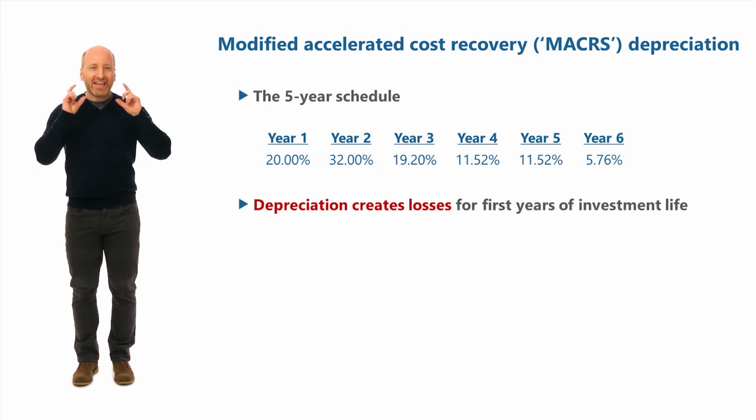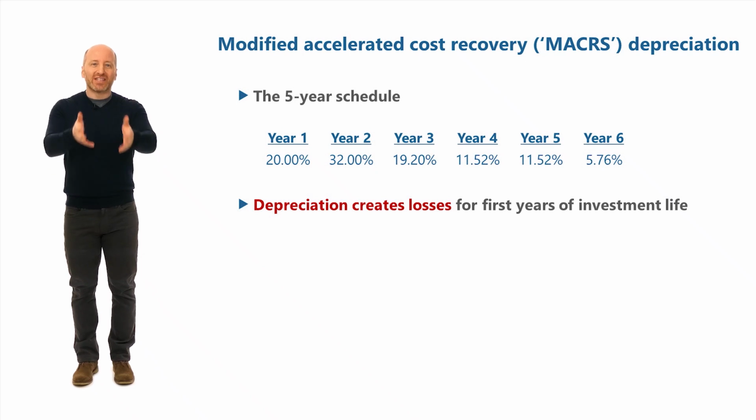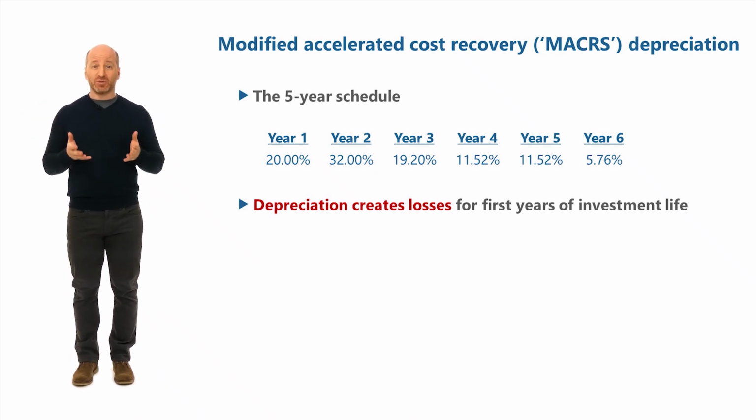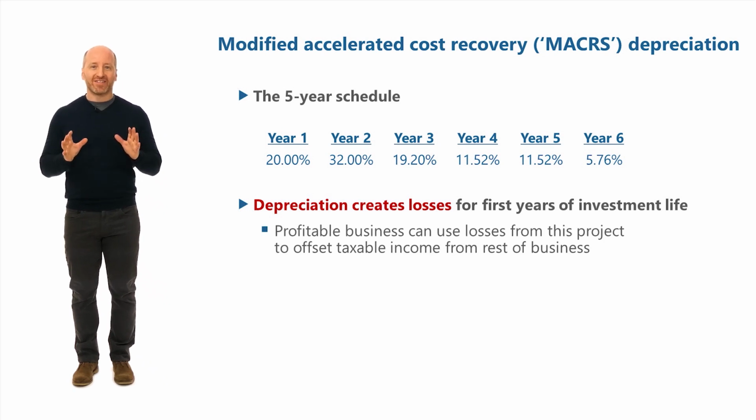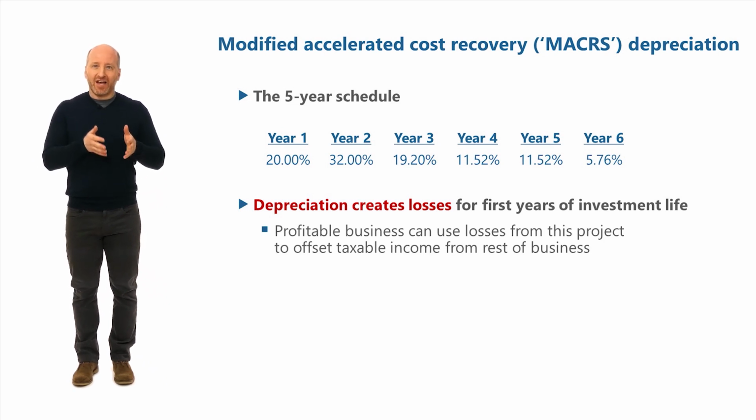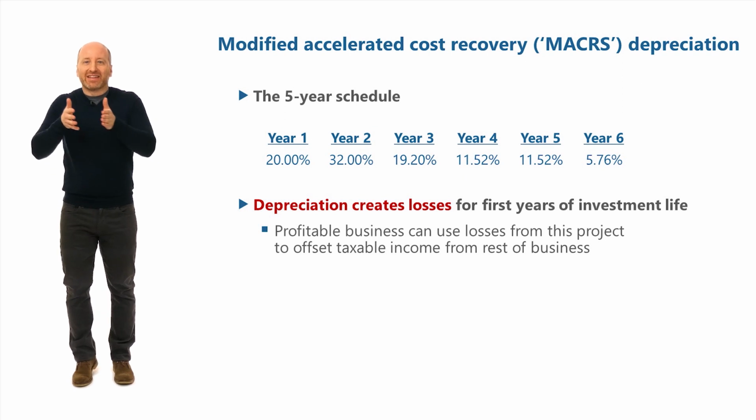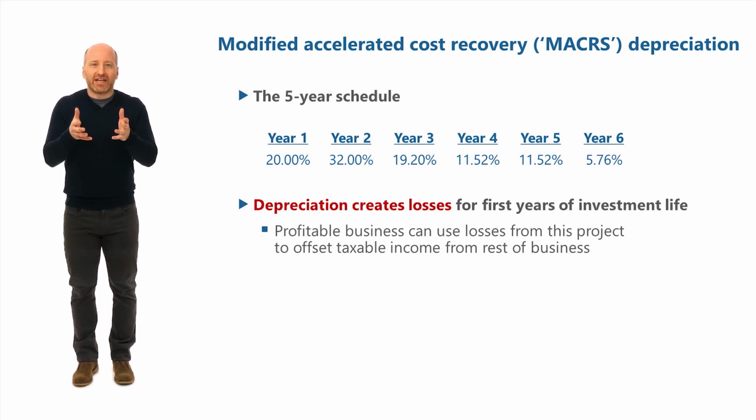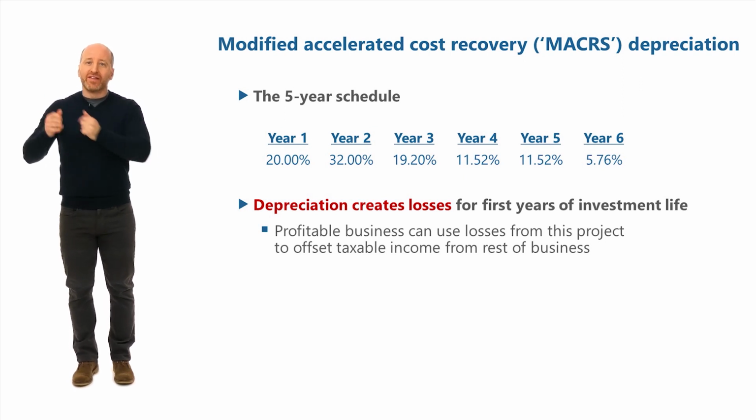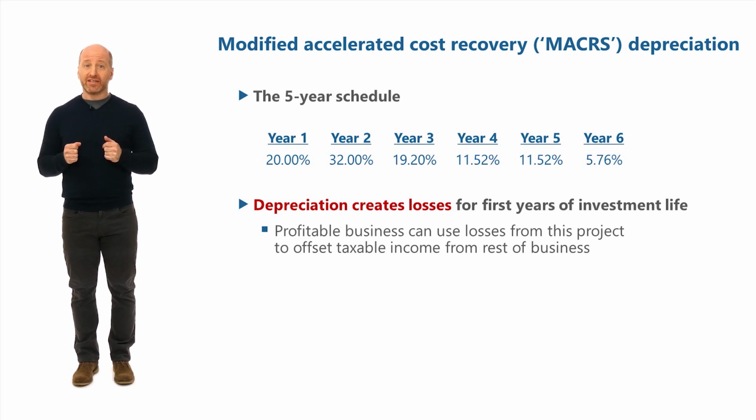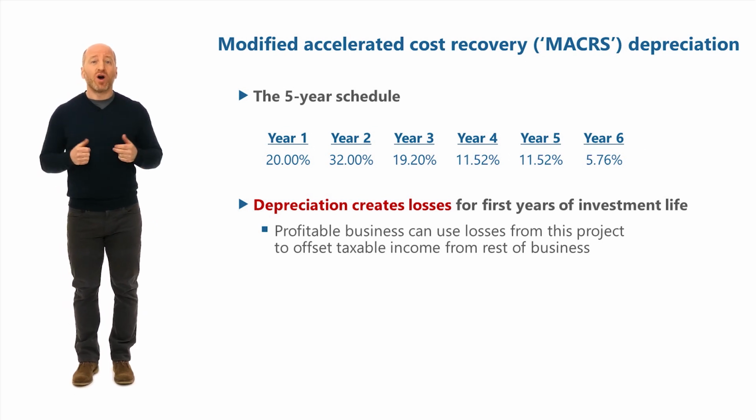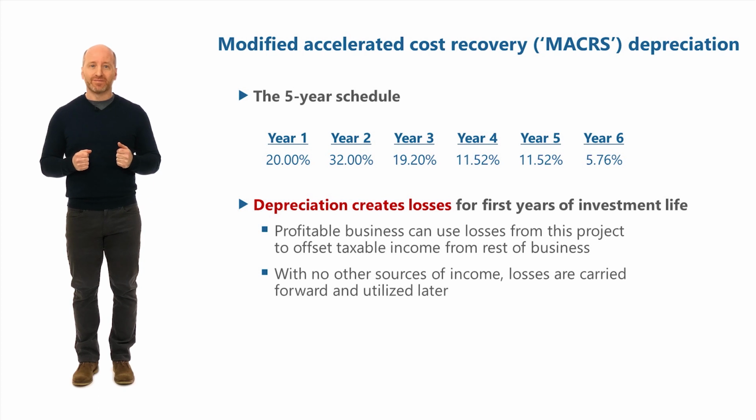And when you hear negative taxable income, think losses. So if a corporation owns other profitable businesses where it can use the tax losses from a renewable energy project to offset taxable income on those other businesses, that's great. But if it doesn't, if it lacks any other sources of taxable income, a corporation can carry forward the net operating losses indefinitely and use those losses to offset taxable income in the future.